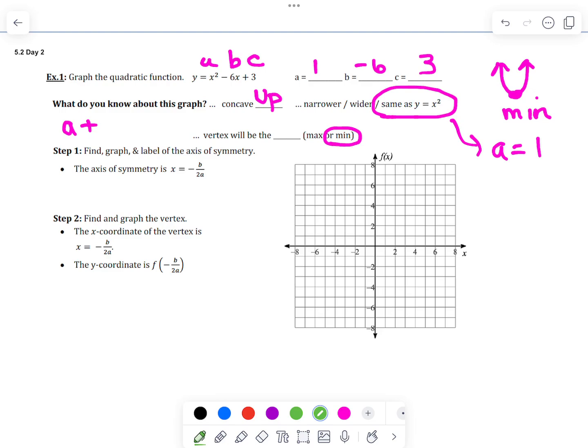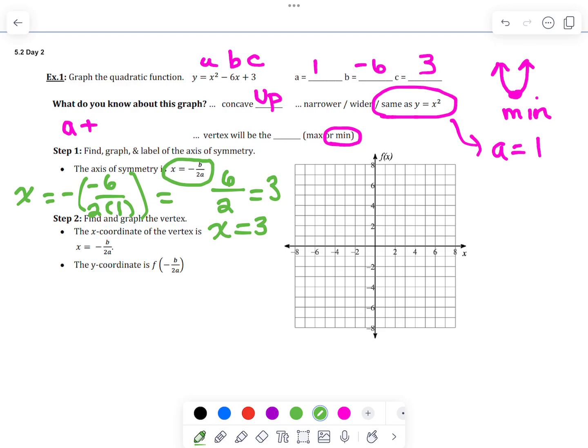So we're going to use that axis of symmetry equation, negative b over 2a. So we substitute in. Negative, and then we sub in the b, negative 6, all over 2. Substitute the 1 in for a. Then we simplify it. Negative negative is going to turn that to a positive 6. 2 times 1 is 2, and then we get 3. So the axis of symmetry is x equals 3. So then let's go out and graph that line of symmetry.